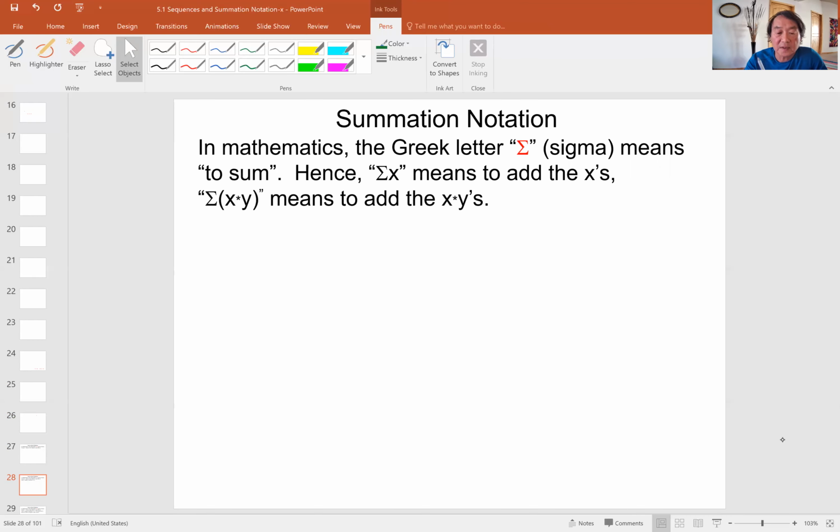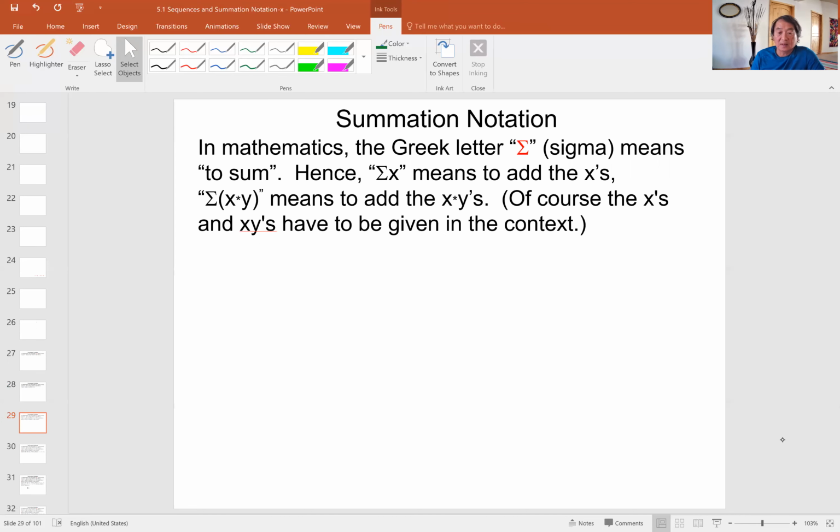Of course, if you see these, the x's and the y's should be explained clearly in the context on the page, in order for this command to make sense.